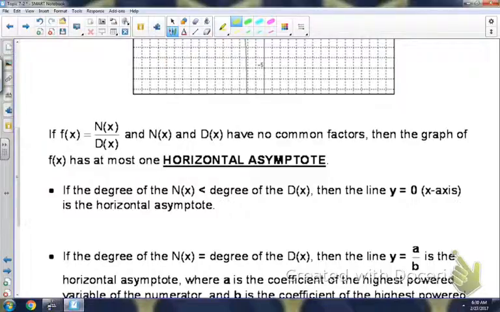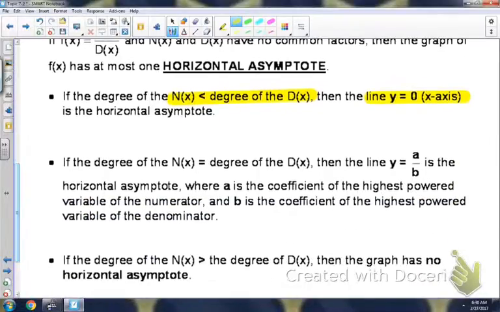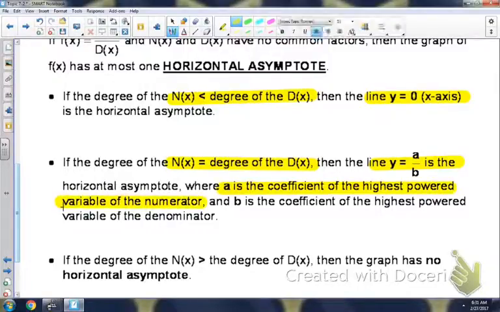So it says if the degree of the numerator is less than the degree of the denominator, then your horizontal asymptote would be y equals 0, which is the x-axis. Then if the degree of the numerator is equal to the degree of the denominator, then the line y equals a over b is your horizontal asymptote. A is the coefficient of the highest powered variable of the numerator, and b is the coefficient of the highest powered variable of the denominator.